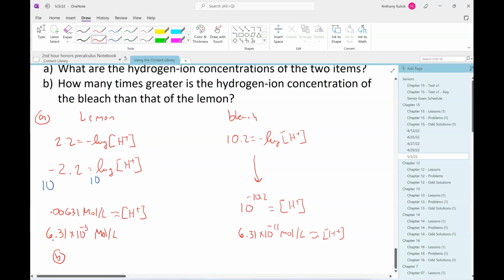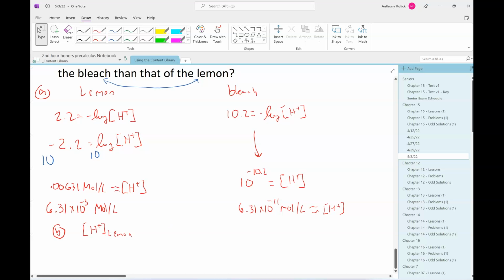Part B says how many times greater is the hydrogen ion concentration of the bleach than that of the lemon? I think that this question is probably asking, those should be worded the other way. When we talk about times greater, we're talking about what operation? That would be division.